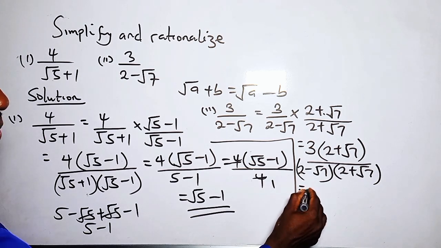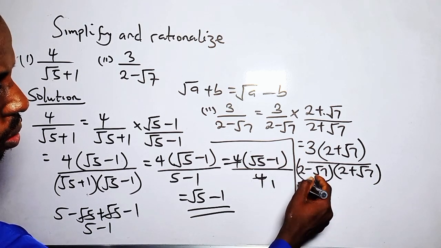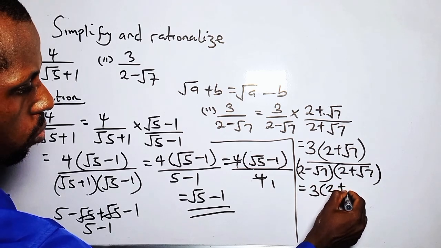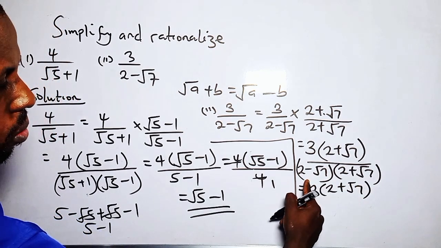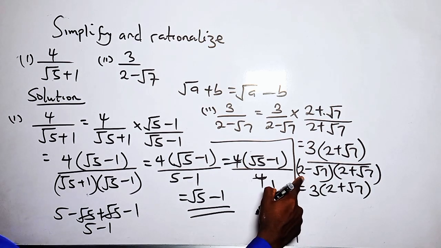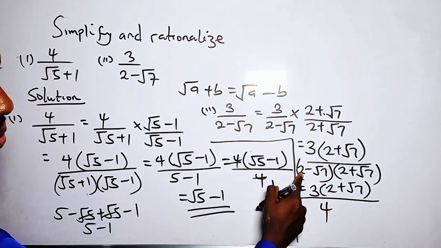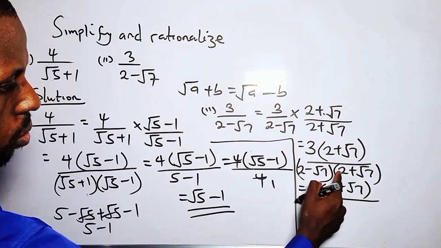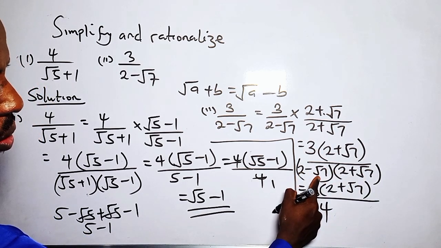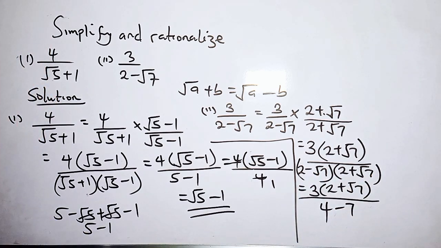So here we have the numerator 3 times 2 plus root 7. When we open up the denominator, for 2 times 2 is 4. For 2 times root 7 is 2 root 7. This 2 root 7 cancels out. For root 7 times root 7 is 7. So that's 4 minus 7.